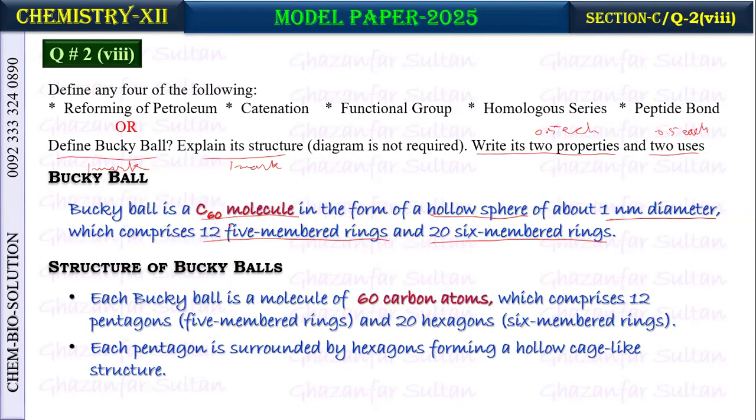So now the structure of the buckyball. These things are repeated here, that each buckyball is a molecule of 60 carbon atoms, which comprises 12 pentagons and 20 hexagons. Each pentagon is surrounded by hexagons, forming a hollow cage-like structure. So everything that was in the definition is also in the explanation. That's why I was telling you that you can use a few words in the definition. You can remove some of the words from the definition. But we don't know whether this complete question will be in the examination or not. So I suggest you better write the complete definition, and if some of the statements are repeated, then no problem, you will be on the safe side.